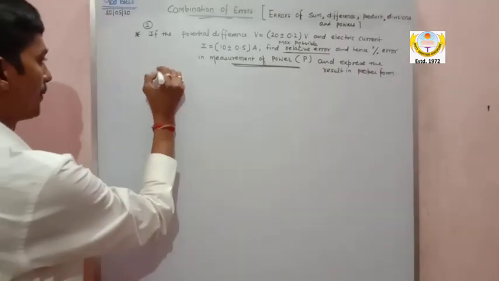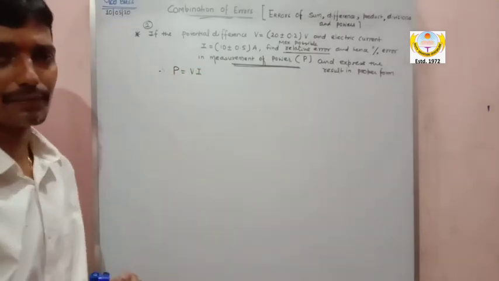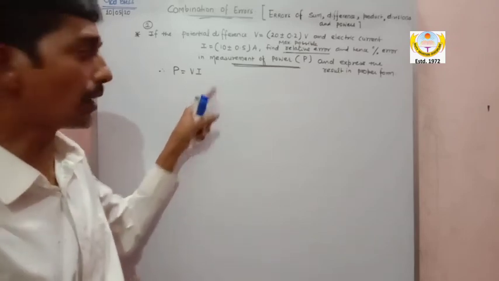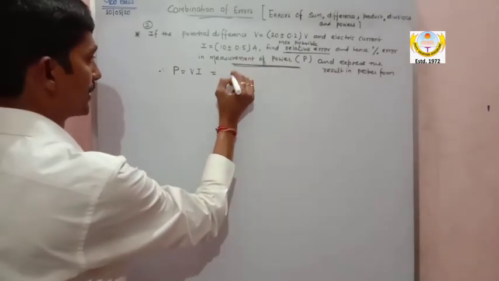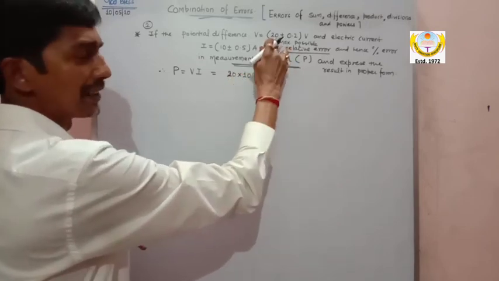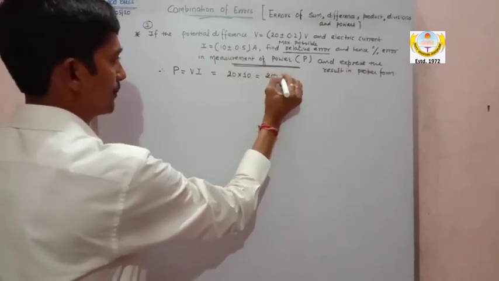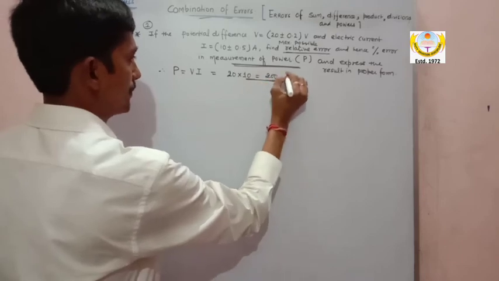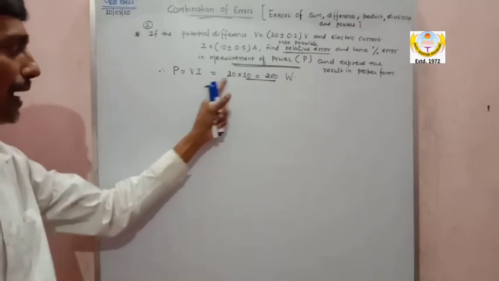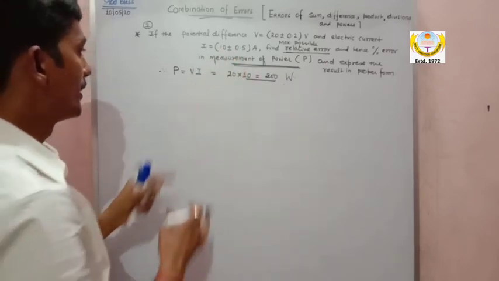Now you all know, my dear, power is V into I, the product of voltage and current. This is the product sum. So what is the actual power, the true value of the power, my dear? It is 20 into 10, because the true value of voltage is 20 and the true value of current is 10. The answer is 200, my dear. I hope it is clear. That is the true value of power. I hope you are getting me.